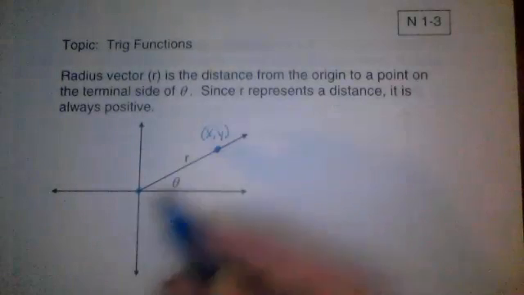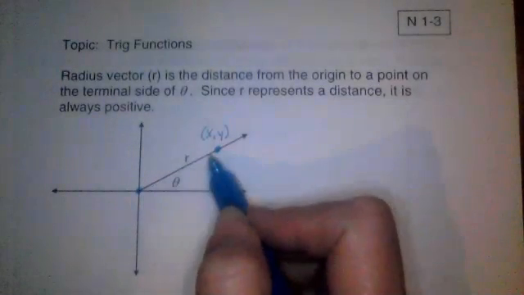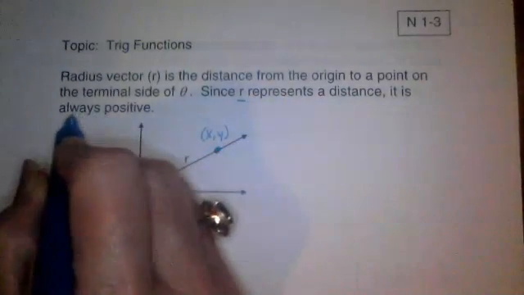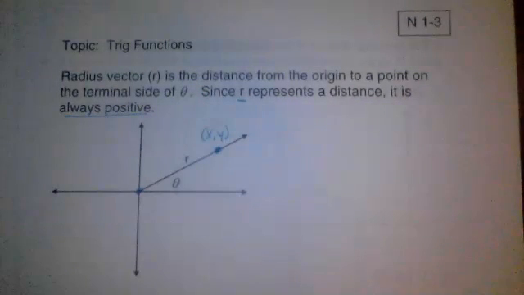All right, r just represents the distance that I've gone out, and since it is a distance, r is always positive. R is always positive. So remember that forever. R is positive. It's a radius. Just think of it as a radius of a circle, the distance.